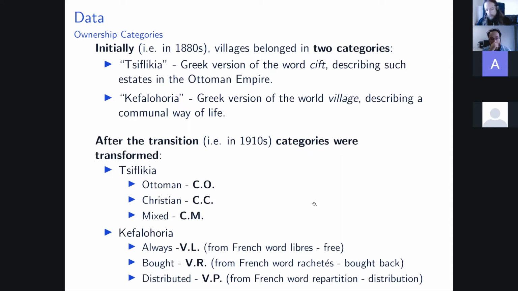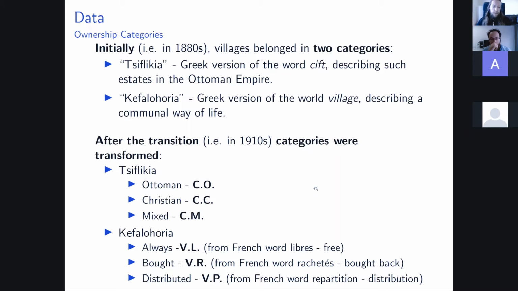And on the other hand, you have three more categories spawning out of the second one. So you will have free villages. VL stands for libres. Everything is from French in Greek historical terms. The ones that were bought out from the workers directly, or were distributed to them by the Greek state.